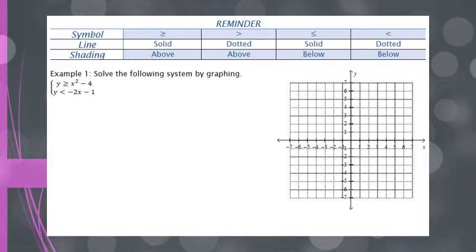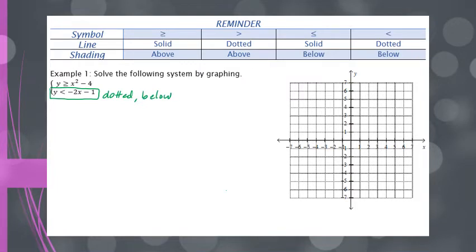So I'm going to start with the easier, in my opinion, of the two graphs, which is going to be this line right here. I know it's a line because the exponent on x is a 1. Before we get started, I want to remind myself that when I connect the dots, we're going to use a dotted line and we're going to shade below the graph.